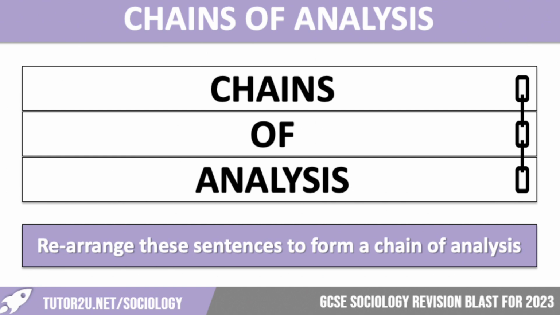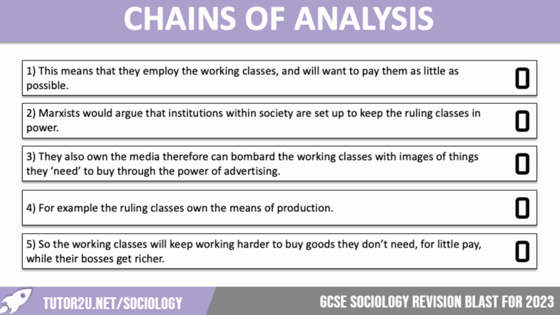So we're going to move on to a chains of analysis activity. In this activity, you are going to see 5 statements. You need to arrange the sentences to form a chain of analysis explaining why the ruling classes managed to keep in power. What we would like you to do is to have a look at this screen here. You need to pause the video and you need to pop those in the right order to explain how the ruling classes maintain their power. Once you've noted down the order that you think is correct, then press unpause and we will check your answers. Off we go.